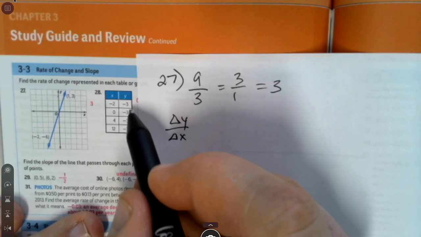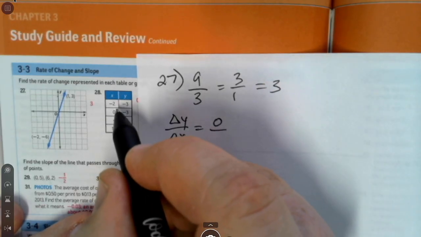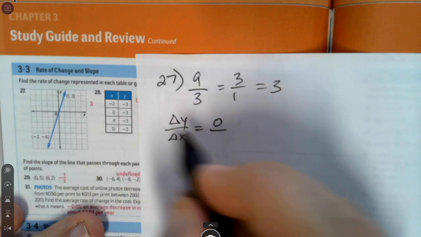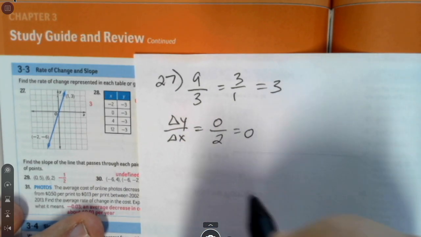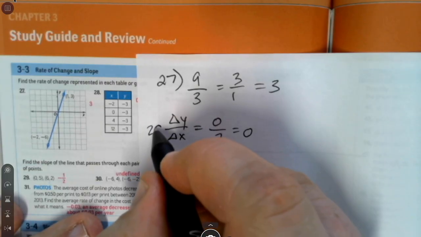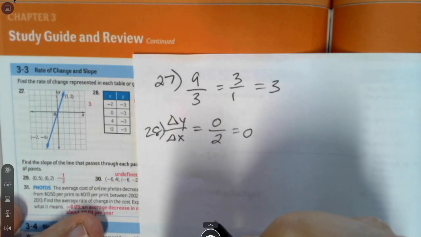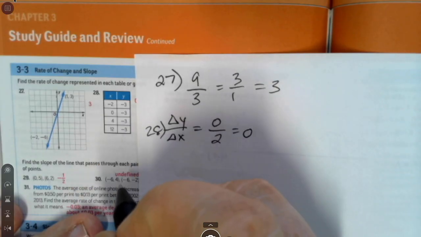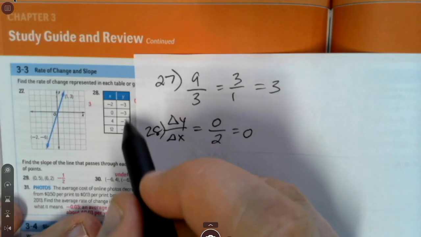It just goes negative 3, negative 3, negative 3. So the change in y is 0. X goes up 2, negative 2 to 0. So 0 over 2 equals 0. So that's 28. When the y doesn't change, the slope is 0. If the x doesn't change, then the slope would be undefined. So the slope here is 0 because y does not change.